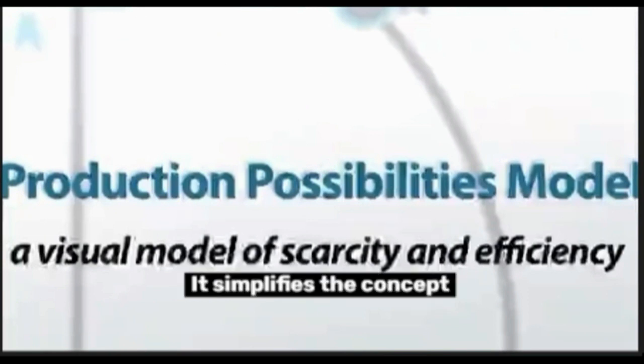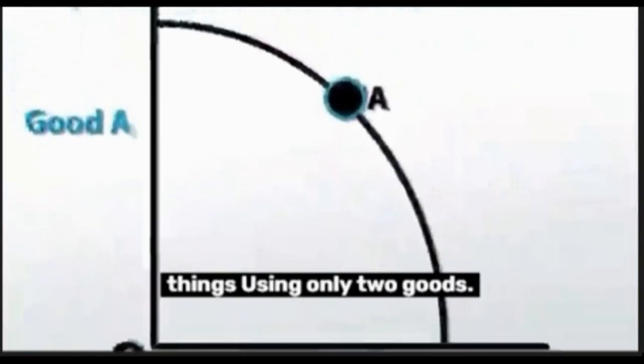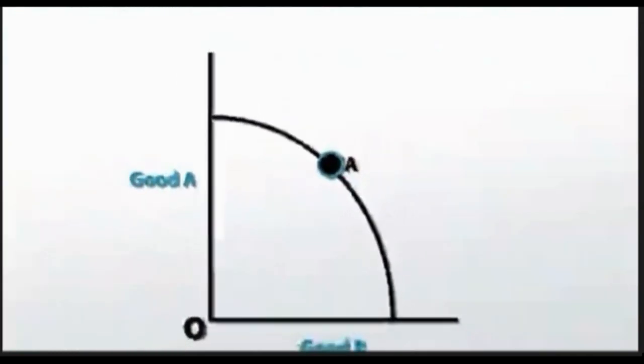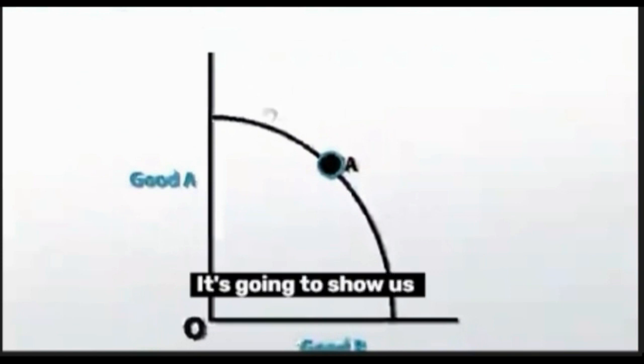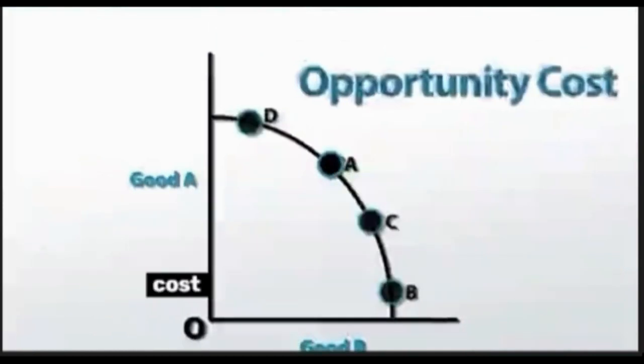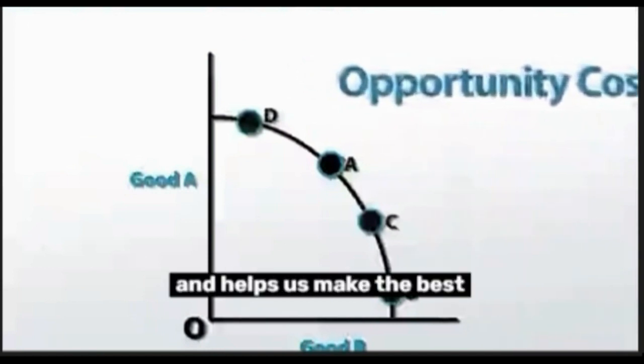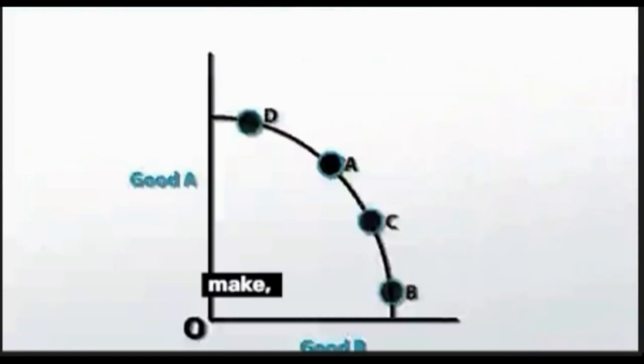The production possibilities model is a visual model of scarcity and efficiency. It simplifies the concept of how an economy can produce things, using only two goods as an example. It's going to show us all the production possibilities we have between these two goods. It takes the concept of opportunity cost, which we already explored, and helps us make the best economic decision we can make, which is to say, the most efficient decision.